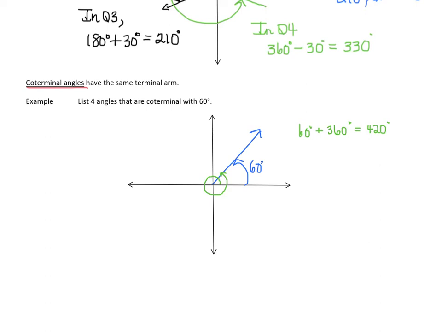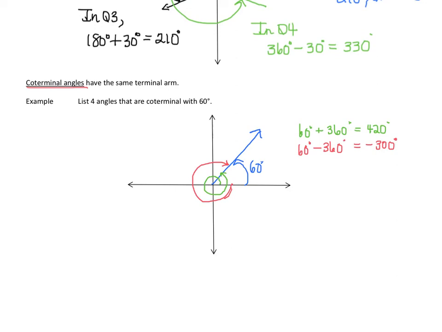Another option would be to rotate in the opposite direction. So start with my initial arm on the positive x-axis and rotate clockwise. That also would give me an angle coterminal with an angle of 60 degrees. And the size of that angle would be found by subtracting 360 degrees from 60 for an answer of negative 300 degrees. And I did expect that one would be negative because, remember, we're rotating in the opposite direction. We were rotating clockwise as opposed to counterclockwise. So there's a second coterminal angle.